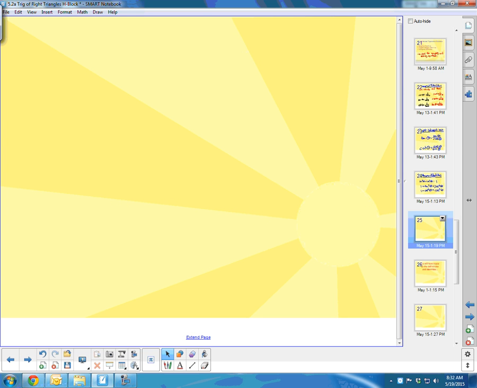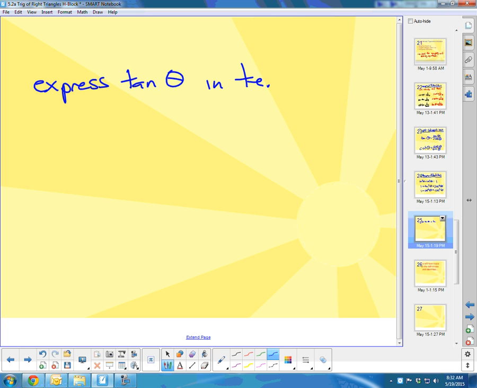Generally, we use these for a couple of things. One is to write one function in terms of another, so we might say something like express tangent of theta in terms of cosine of theta. And what that statement means is eventually our end result is going to be a mathematical statement, an equation that has tangent of theta isolated on the left-hand side of the equation.